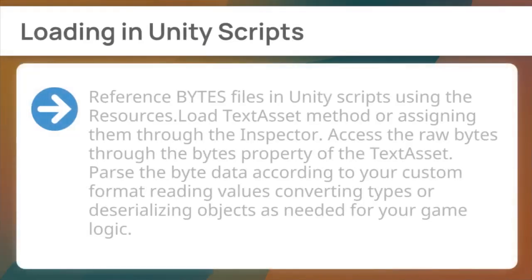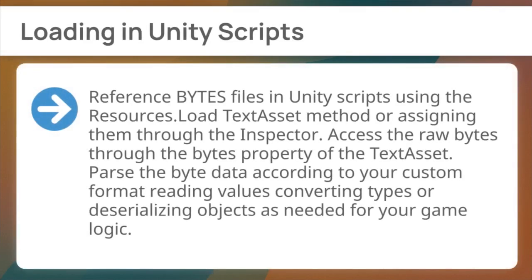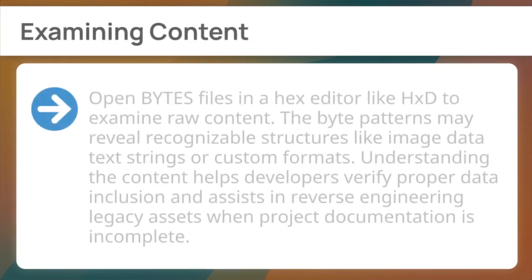First, loading in Unity scripts. Reference BYTES files in Unity scripts using the Resources.Load text asset method, or assigning them through the inspector. Access the raw bytes through the bytes property of the text asset. Parse the byte data according to your custom format, reading values, converting types, or deserializing objects as needed for your game logic.